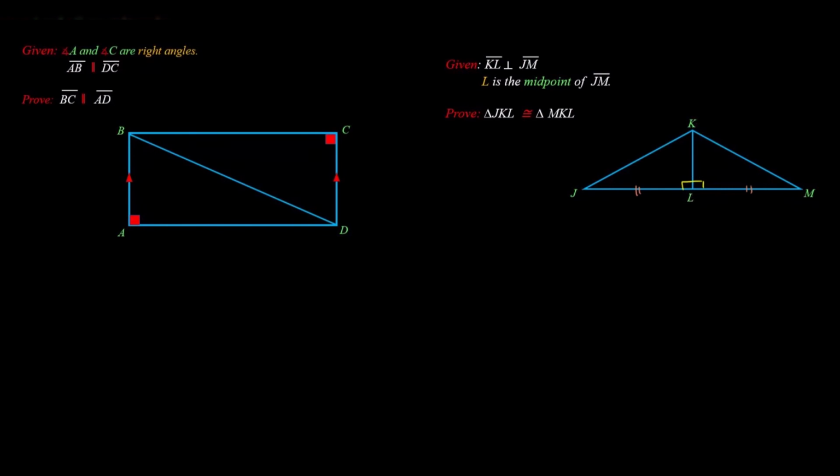Okay, that's easy peasy, I think. I hope you see it. Maybe it's not that easy peasy. Okay, so here's what we do. So from KL is perpendicular to JM, we're given that.